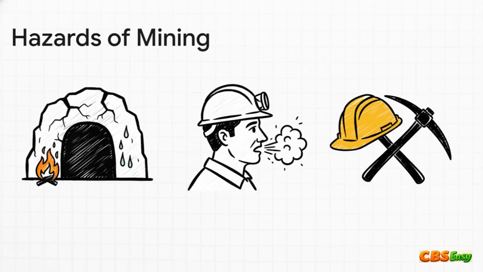So, in your exam answer, you've got to mention these specific hazards. For the miners, you've got the immediate danger of collapsing roofs or fires. But then there's the long-term stuff, like breathing in all that dust and toxic fumes, which leads to horrible lung diseases. It's no joke. Without strict safety rules, mining can become what the textbook literally calls a killer industry.